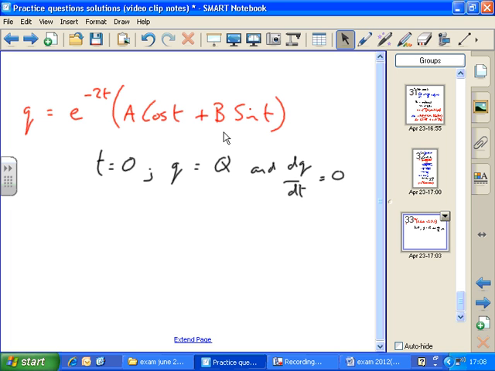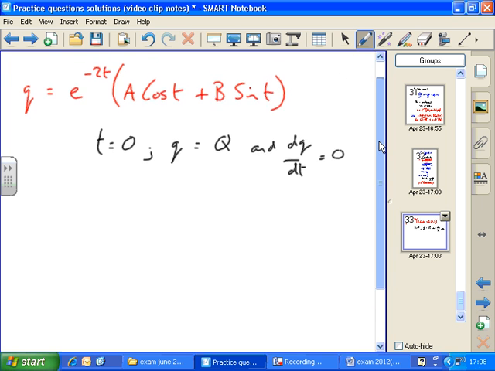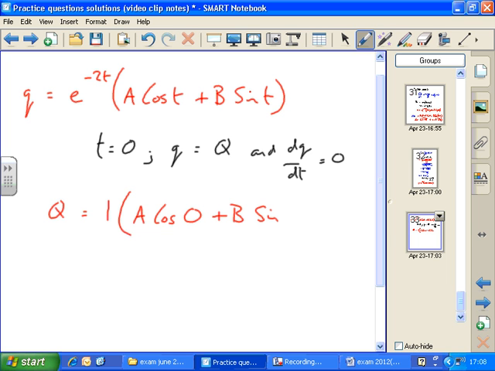So the first initial condition is easy enough to use. Just taking this general solution, we can let t equals 0 and find out the value of q. So little q equals big Q. E to the minus 2 times 0 is e to the 0, which is 1, so that's just 1 times a cos 0 plus b sine 0. Well, the sine of 0 is 0, and cos of 0 is 1. So A equals Q.